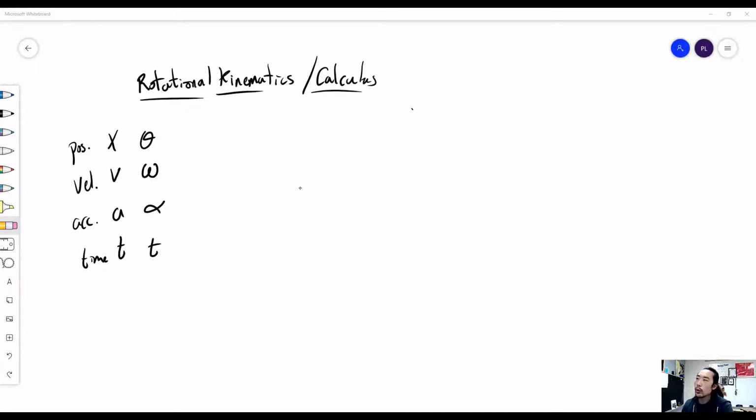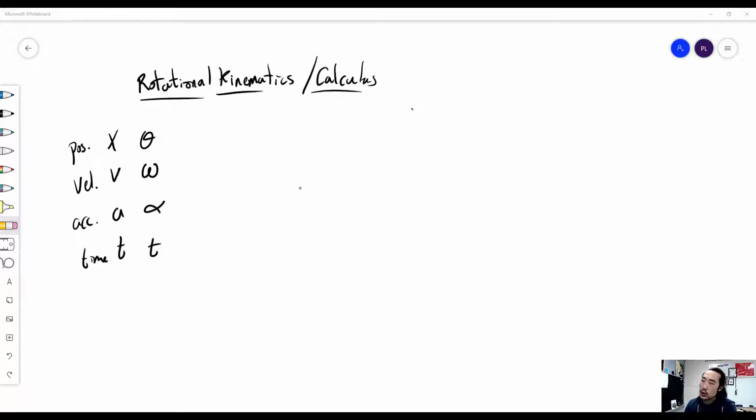In this video, we're going to go over rotational kinematics and the calculus that goes behind it. Before we start, I want to remind ourselves of the translational kinematics variables: x for position, v for velocity, a for acceleration, and t for time. Right next to it, we have the rotational versions of the same variables: theta for position, omega for velocity, alpha for acceleration, and t for time.